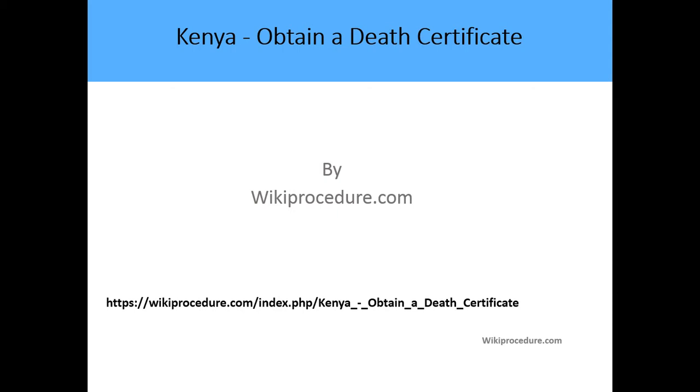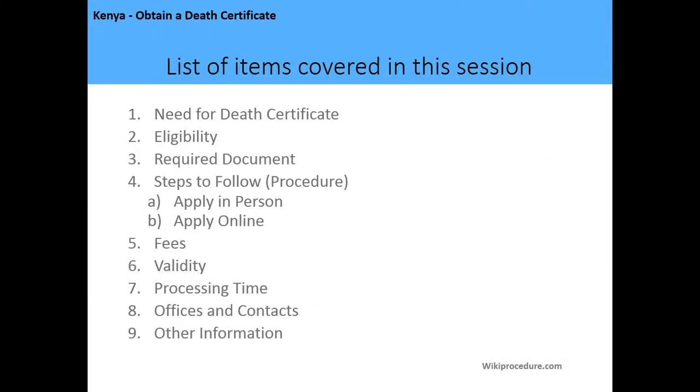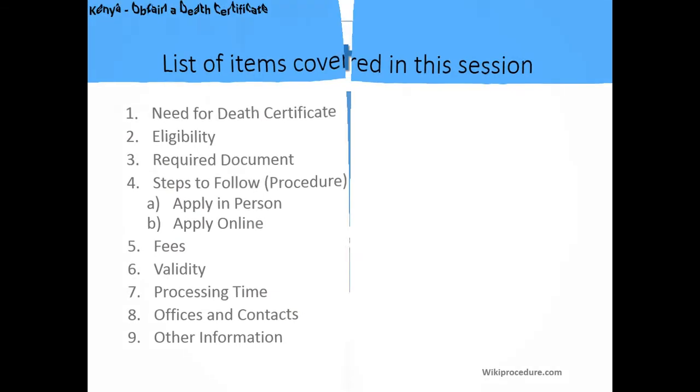So the list of items which we are going to cover through the session include the need for the death certificate, the eligibility, the required documents, steps to follow while making the application, fees applicable, validity period, processing time, offices and contacts, and other relevant information.